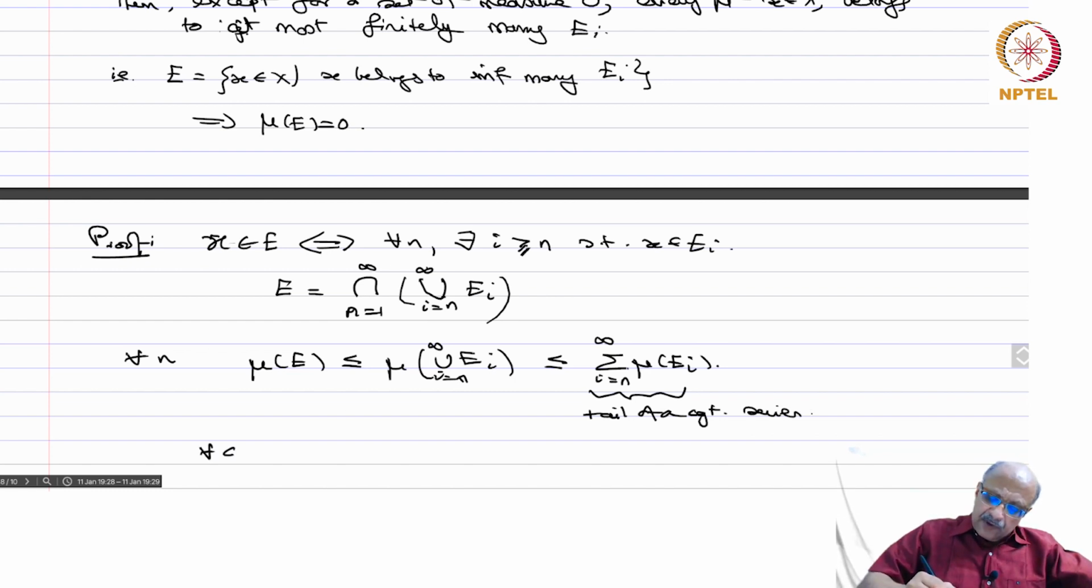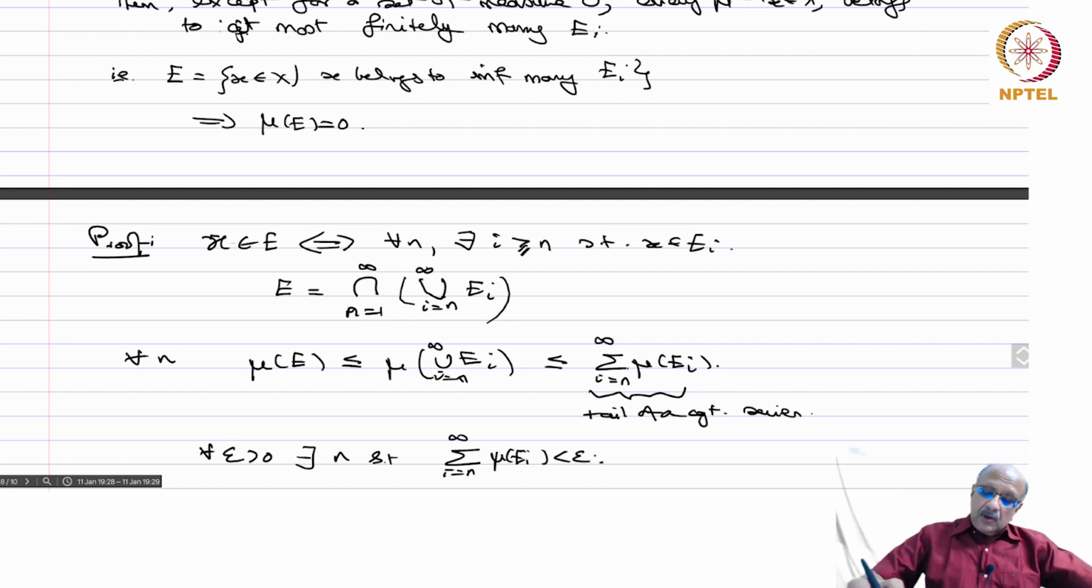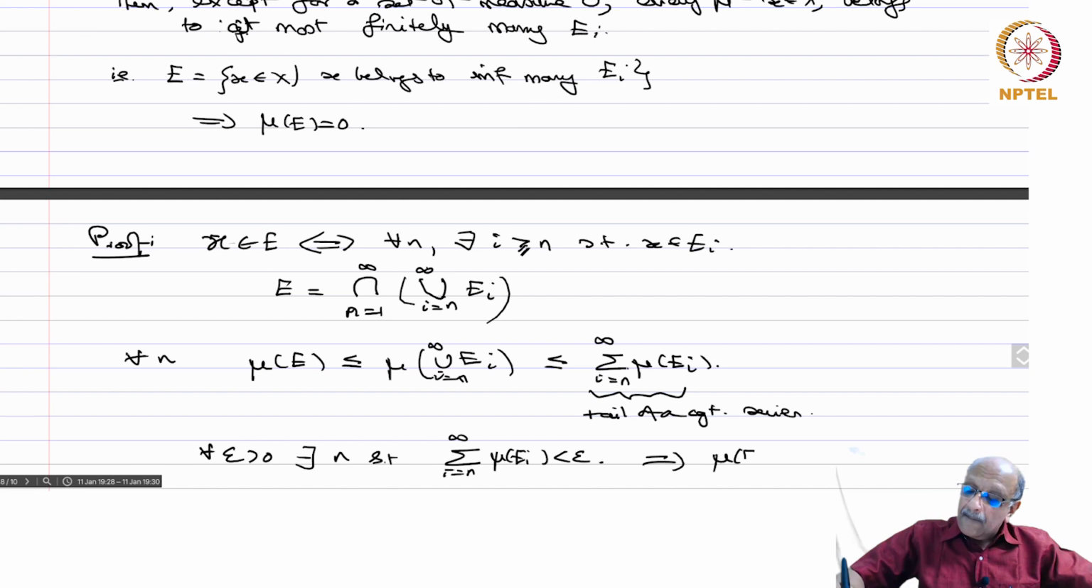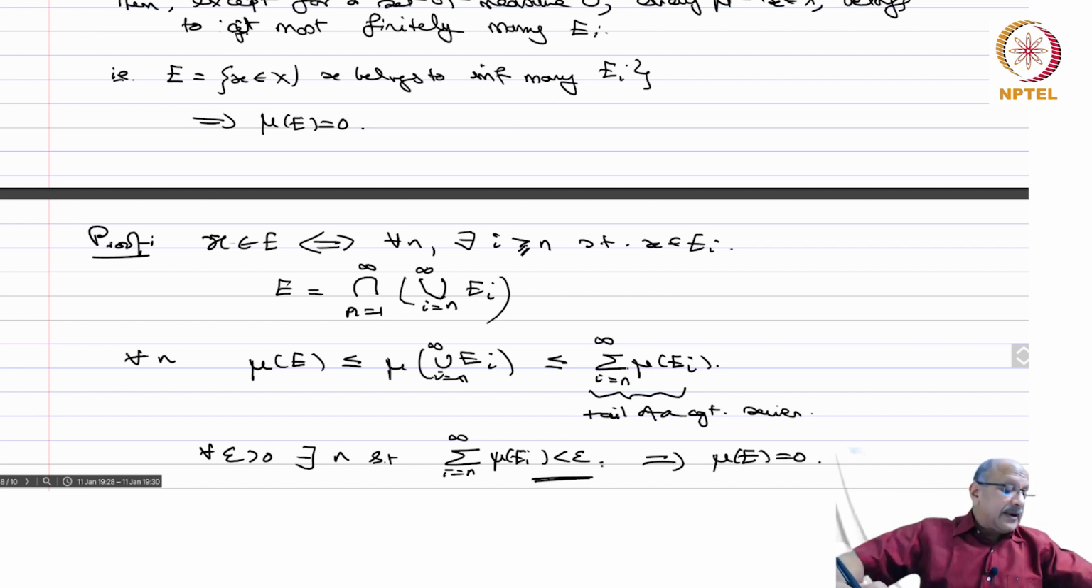Therefore, for every epsilon positive, there exists n such that the sum, i equals n to infinity, of mu of E_i is less than epsilon. So this means mu of E is less than or equal to epsilon for every epsilon positive. That means mu of E equals 0. So this is the Borel-Cantelli Lemma.